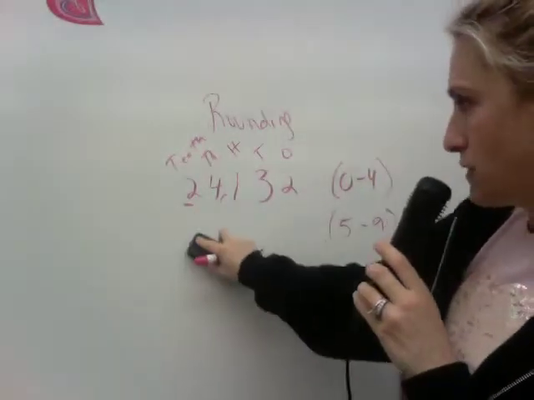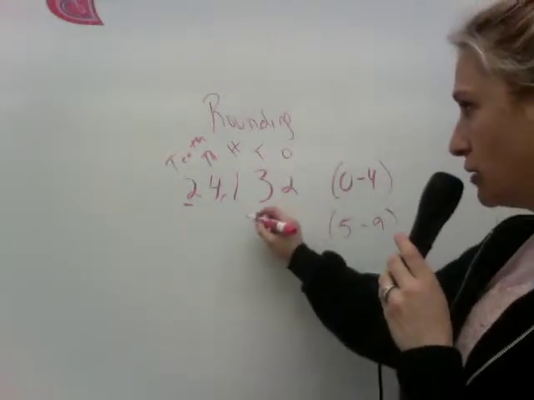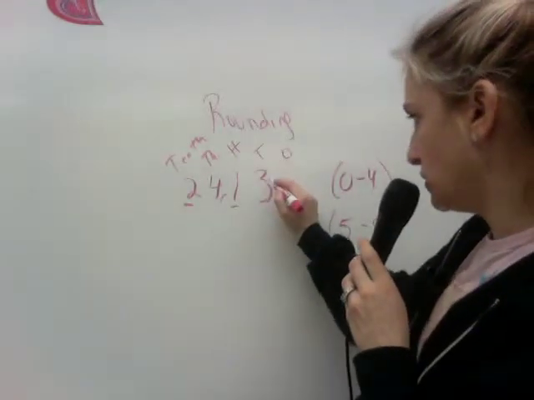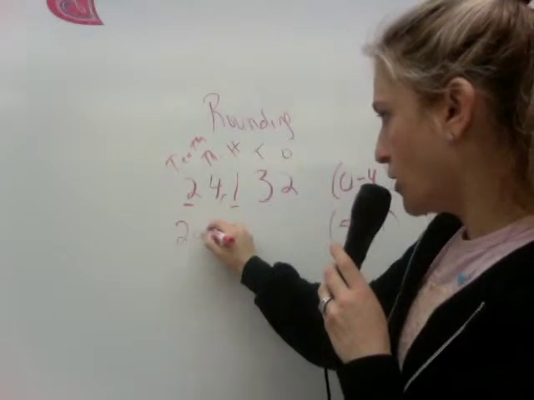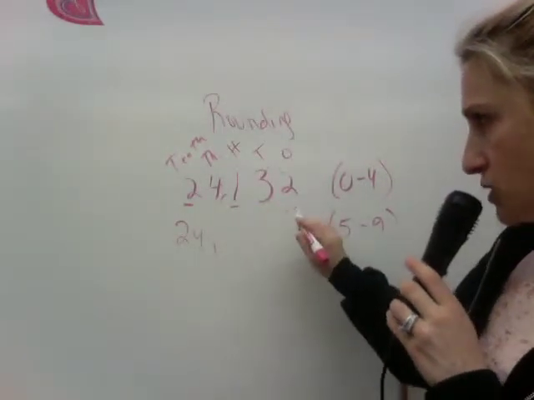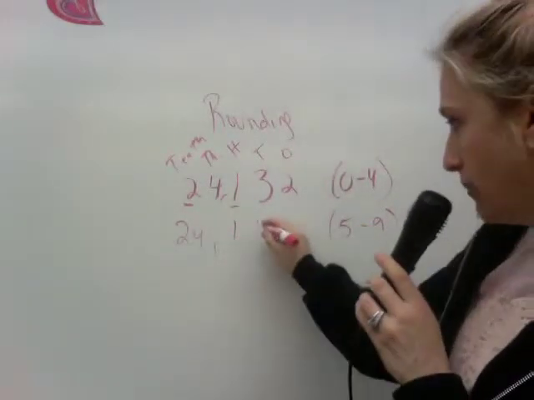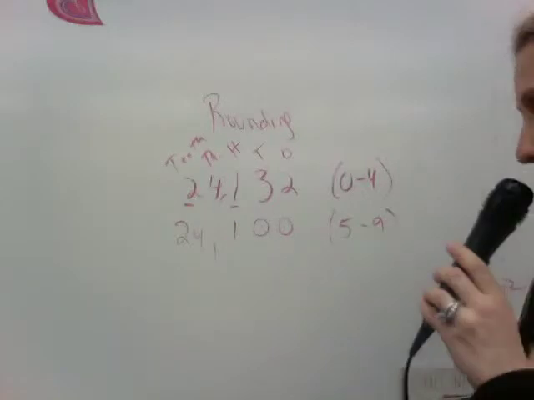But let's say I want to round to the hundreds. I have to underline the number in the hundreds, and I look to the right. So the 2 and the 4 have nothing to do with it. Everything after the 1 is what's going to happen. So the 3 is between 0 and 4, so the 1 remains the same, and everything else becomes a 0.